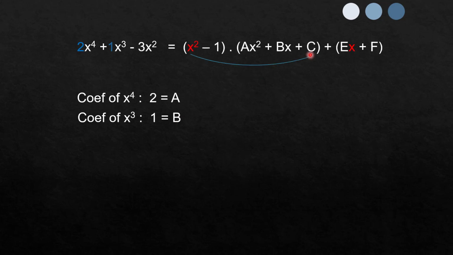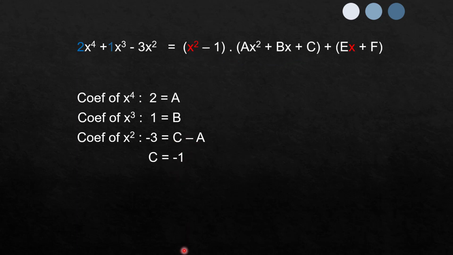Next, the multiplication of x squared with c produces the degree 2. Be careful that we also have this multiplication of minus 1 and ax squared, so that the coefficient of x squared at the left, which is negative 3, is the result of c minus a. We substitute a is 2, so we obtain c is negative 1.